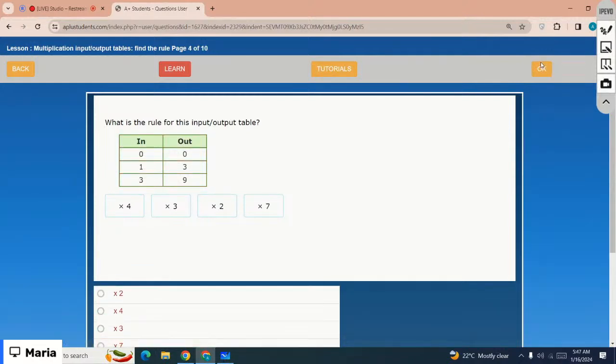What is the rule for this input output table? The input values are 0, 1 and 3. The output values are 0, 3 and 9. Which is the correct option? Yes, very good. The multiplication rule, you have to multiply each input value by 3 to get the output value.